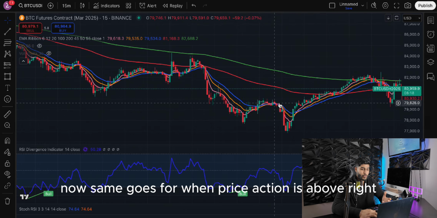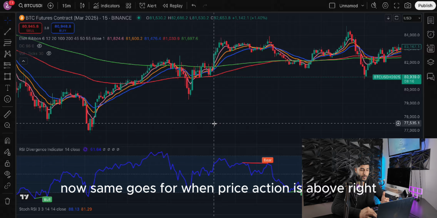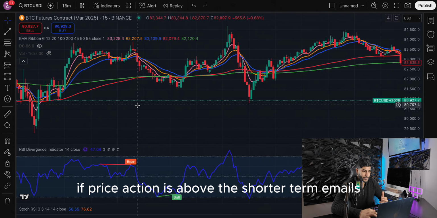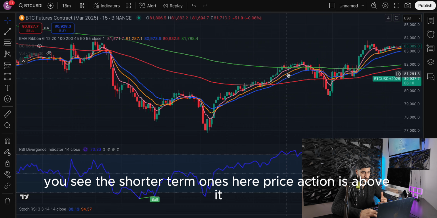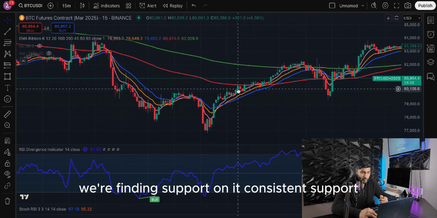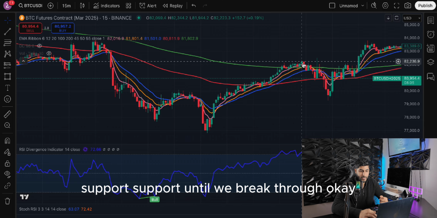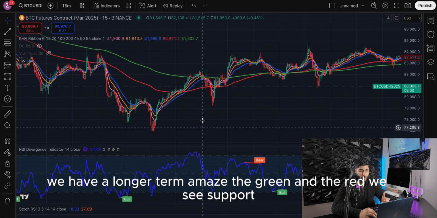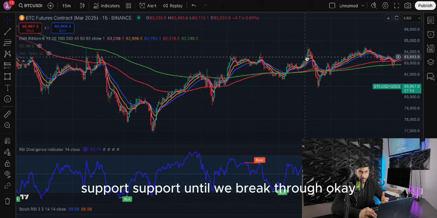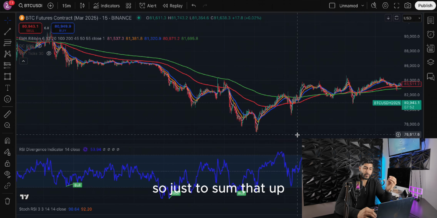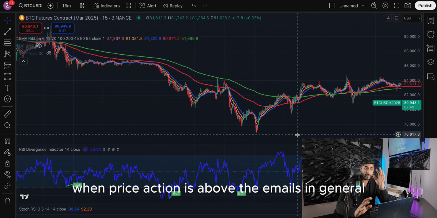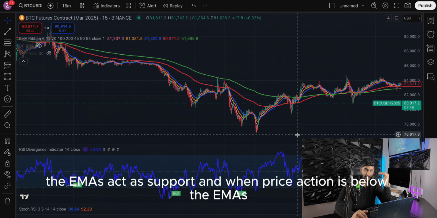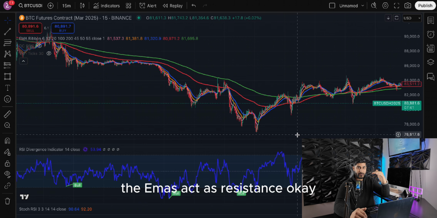Now, same goes for when price action is above, right? If price action is above the shorter term EMAs, you see the shorter term ones here, price action is above it, we're finding support on it, consistent support until we break through, okay? And same concept goes for the longer term. We have our longer term EMAs, the green and the red. We see support until we break through, okay? So just to sum that up, when price action is above the EMAs in general, the EMAs act as support, and when price action is below, the EMAs act as resistance, okay?